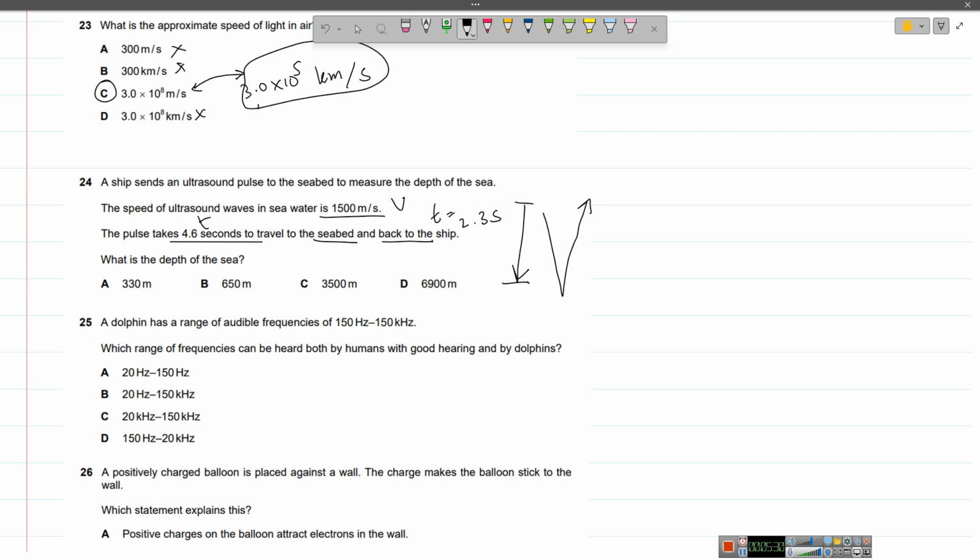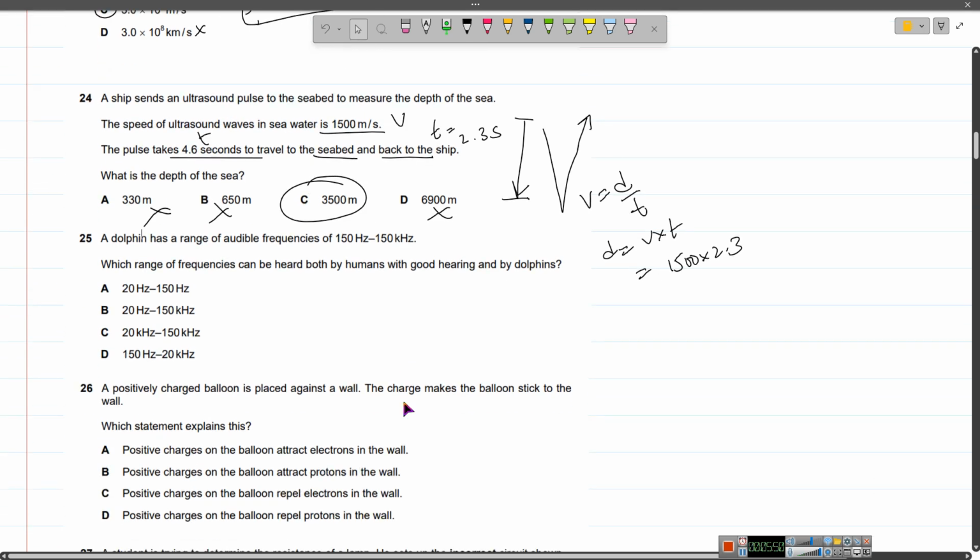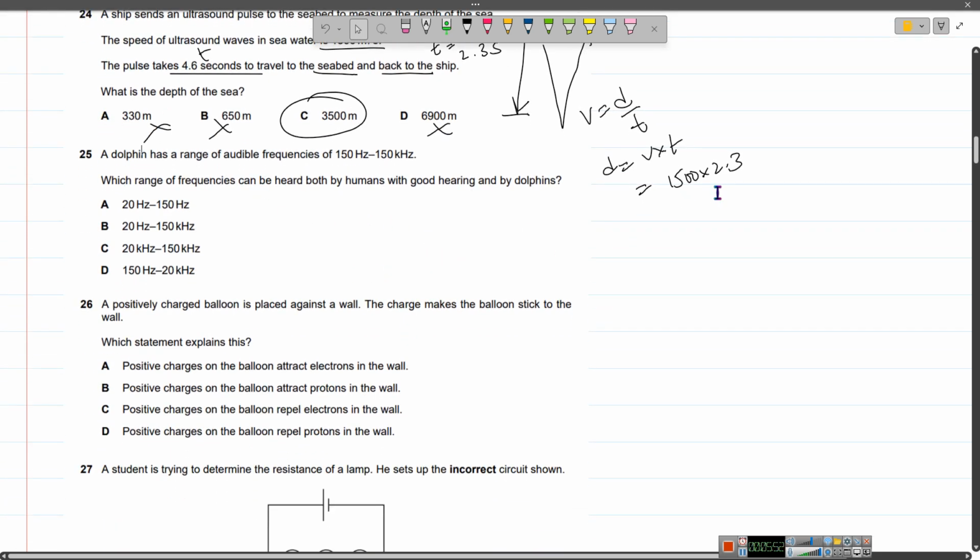And to get the distance, we have v is equal to d by t. So d is equal to v into t, right? So it is 1500 into 2.3. So 1500 into 2 definitely is 3000, and then 0.3 is this, right? So not this, not this, not this is possible, right? So you can do it by mental maths. You don't need to use a calculator because you can tell that it is not going to be 6900, right?